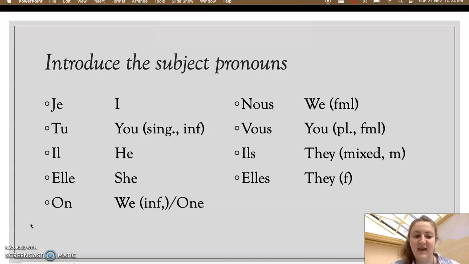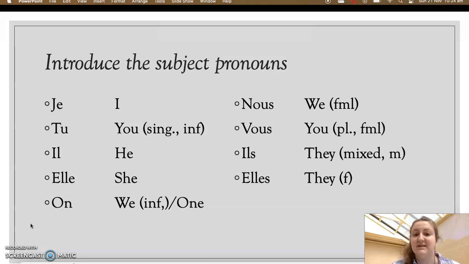Il, which means he. Elle, which means she. We have on, which either means one or it's an informal way of saying we. We have nous, which is a formal way of saying we. Vous, which means you, and we use vous when we are talking about a group of people, or we're speaking formally, for example, to someone we don't know very well.